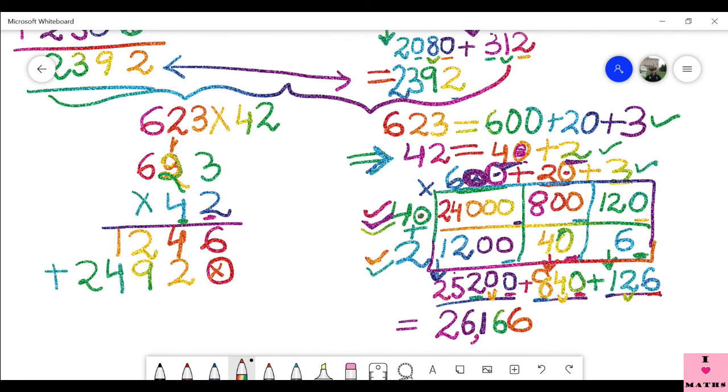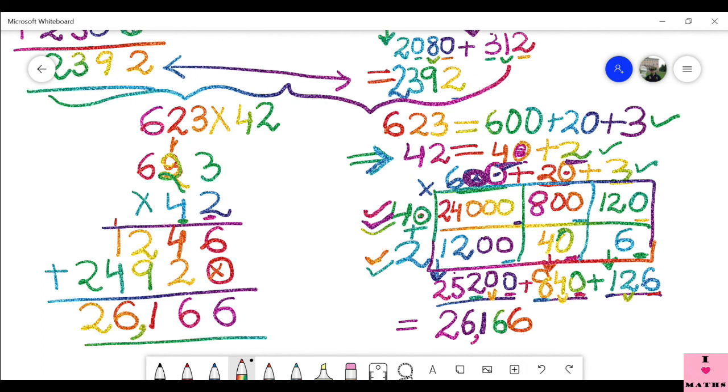Now I am going to add this up. 6, 4 and 2 is 6, 9 and 2 is 11, 1 carry over, 4 5 6, 2. So again children, the answer is the same because methods are different but the question is the same. So the answers are the same for both of them.